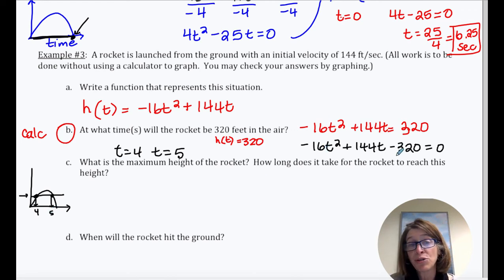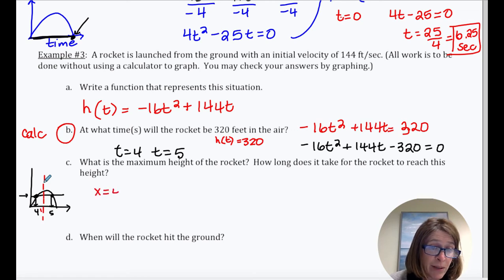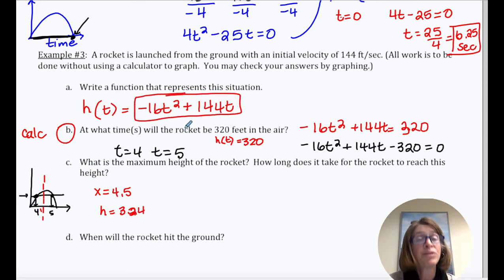Well, you have a couple ways you could do this. You could use the axis of symmetry and know that the vertex would have to be directly between 4 and 5. So it would have to be at 4.5, an x of 4.5. And then you'd have to find y from there, okay? So you'd plug in 4.5 into your function, and you get a height of 324.